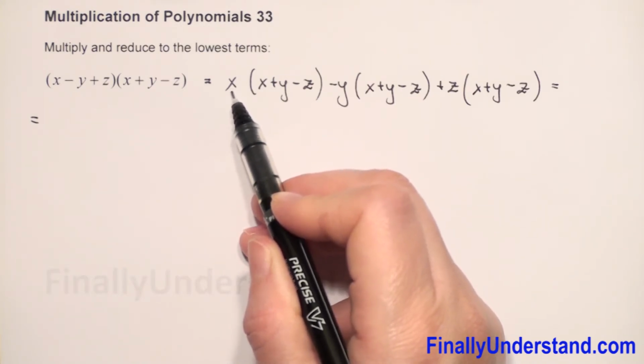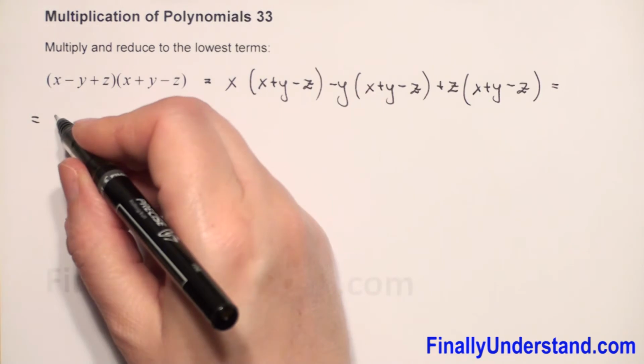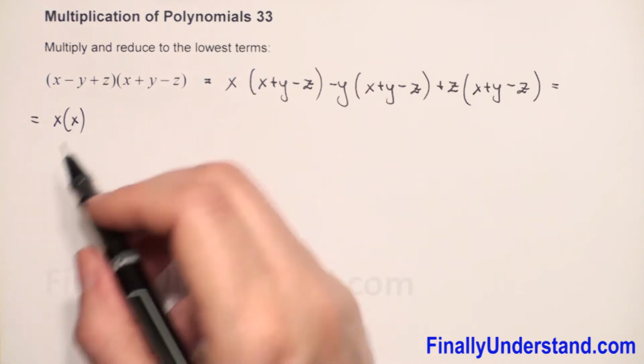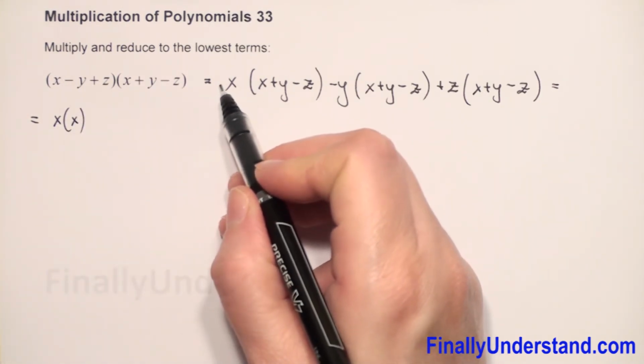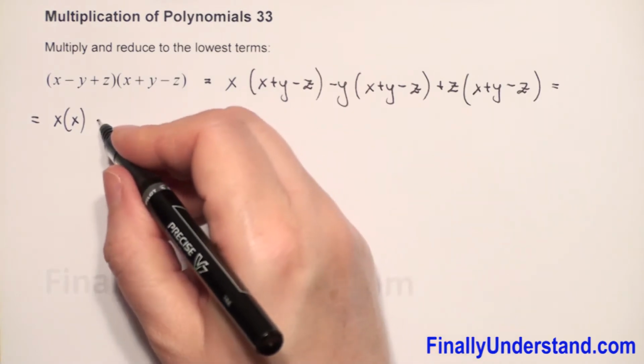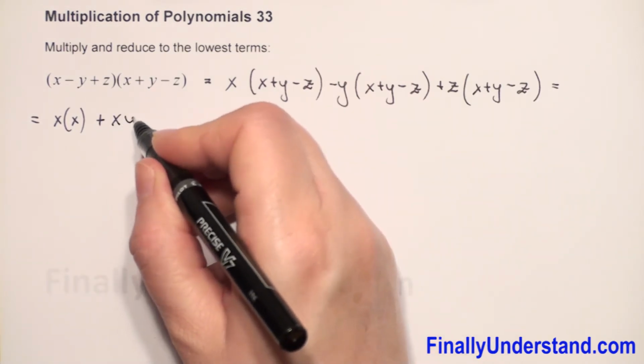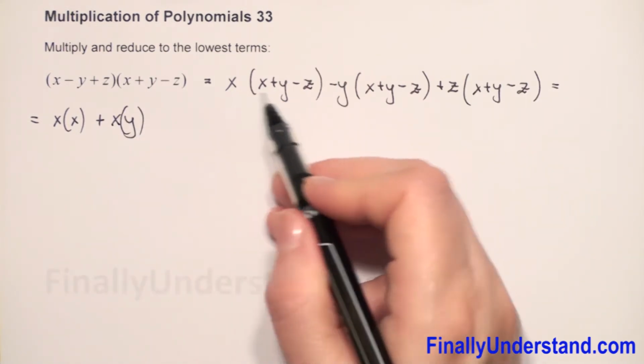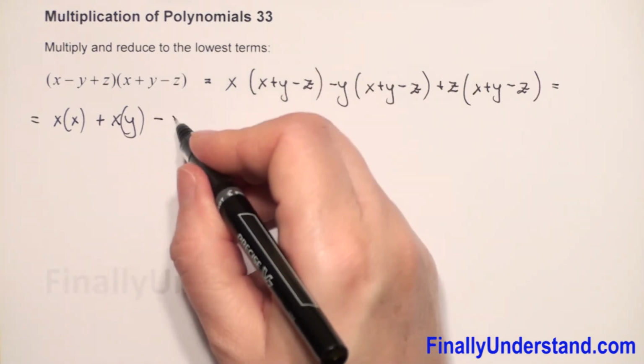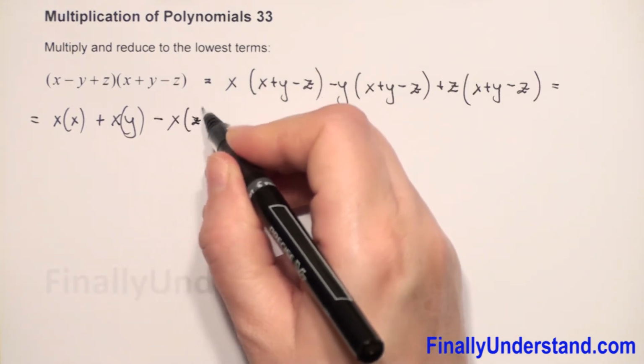So we have monomial x. So it will be x times x first. Next we have, when we don't have a sign, it's positive always. So positive times positive will be positive, x times y. And positive times negative will be negative, x times z.